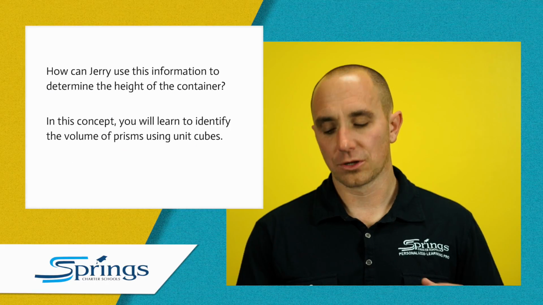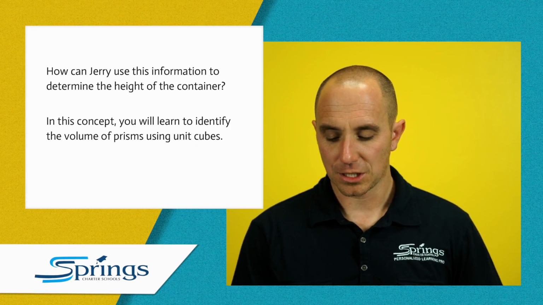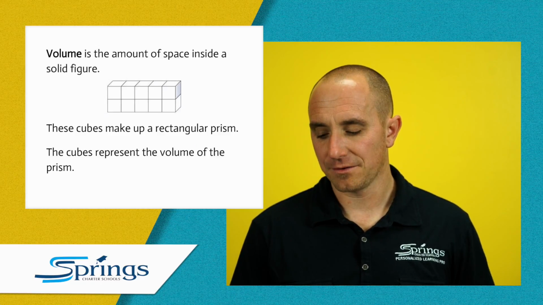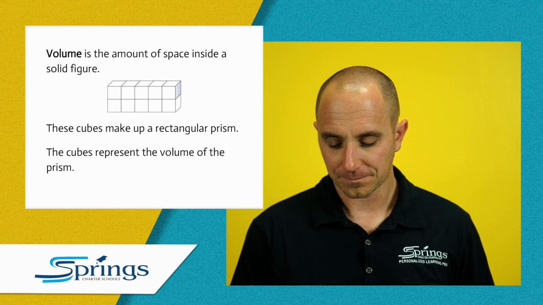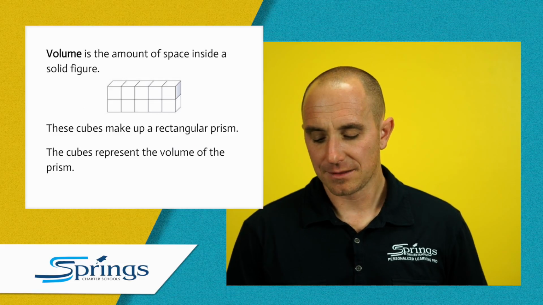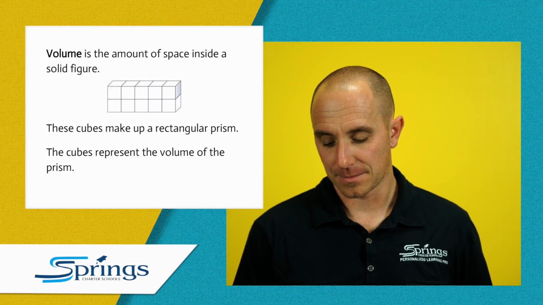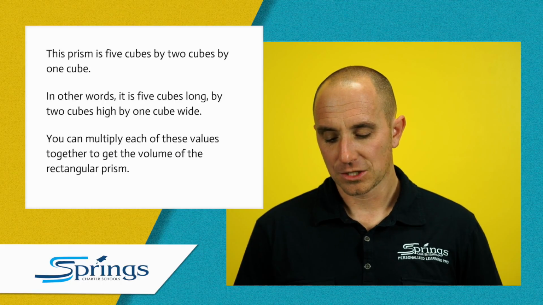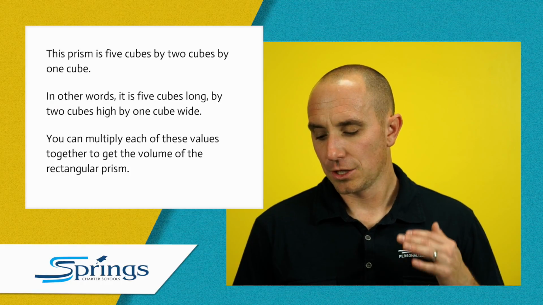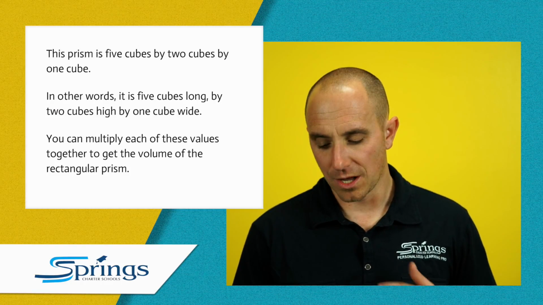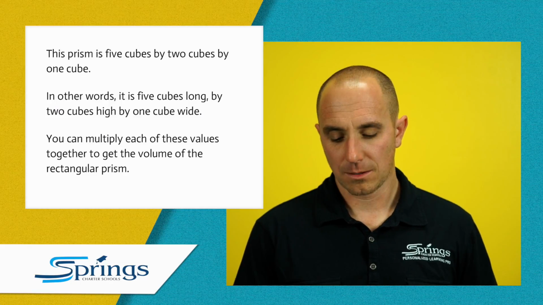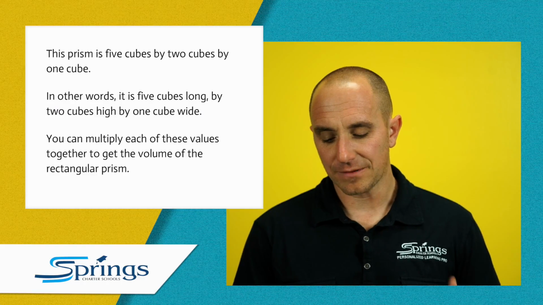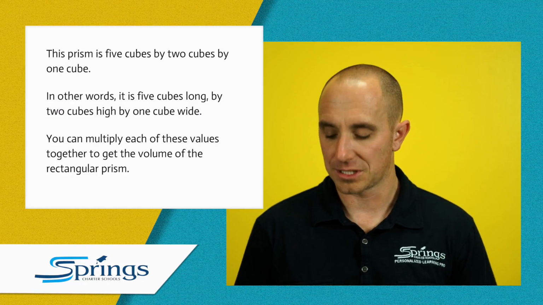In this concept, you're going to learn how to identify the volume of prisms using cubic units, or units cubed. Volume is the amount of space inside a solid figure. You can see my solid figure here. These cubes make up a rectangular prism, and the cubes represent the volume in the prism. The prism is 5 cubes by 2 cubes by 1 cube. In other words, it is 5 cubes long by 2 cubes high by 1 cube wide. You can multiply each of these values together to get the volume of the rectangular prism.